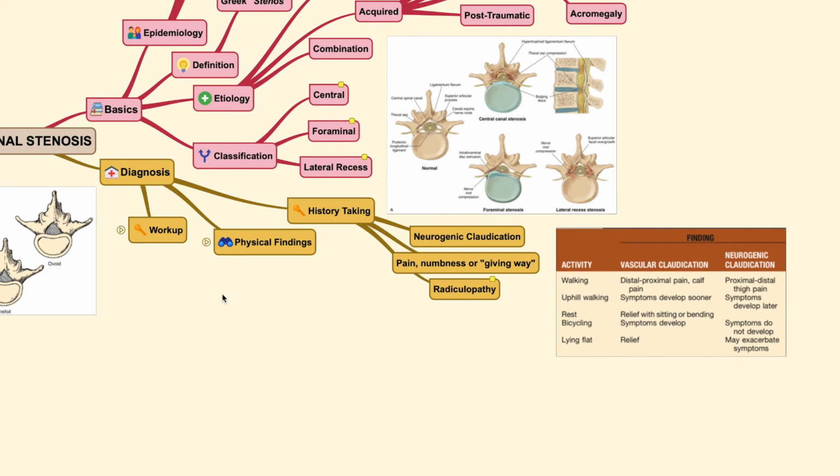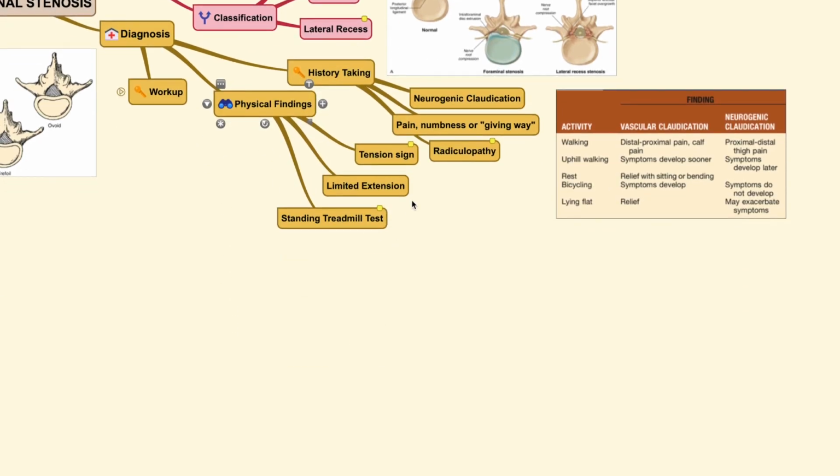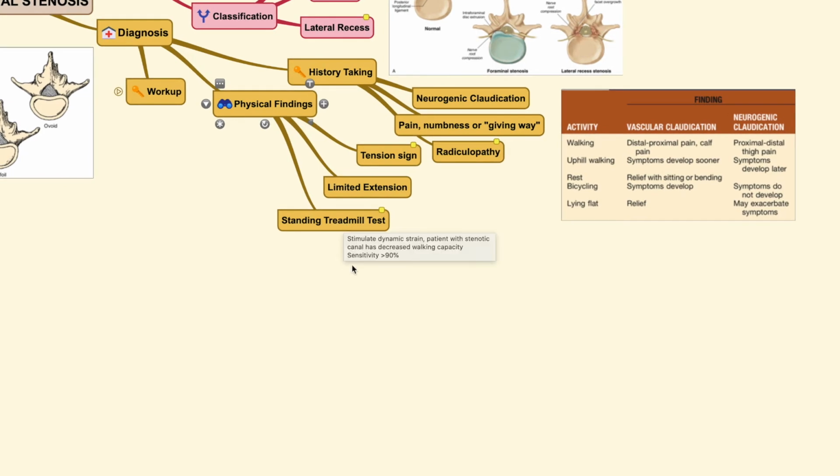The next thing we need to know is how to do a proper physical examination. You need to do some tests for tension signs, such as the straight leg raise test or Lasegue test, because it usually helps you detect whether or not there is abnormality at the nerve root. Now, usually during the physical findings, you can find that the spine is unable or limited in terms of extension movement. You could also do another test called the standing treadmill test, which usually stimulates a dynamic strain on the whole body, and patients with stenotic canal usually have decreased walking distance.